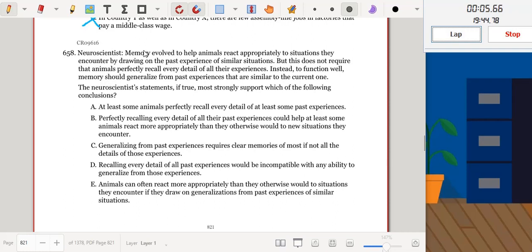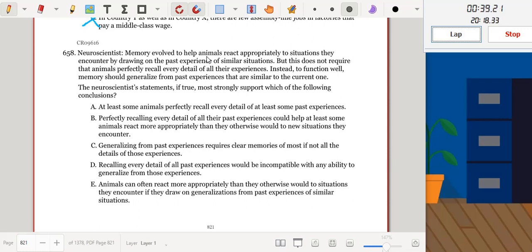$658. Neuroscientists: Memory evolved to help animals react appropriately to situations they encounter by drawing on past experience of similar situations. But this does not require that animals perfectly recall every detail of all their experiences. Instead, to function well, memories should generalize from past experiences that are similar to the current one. The statements above, if true, most strongly support which of the following conclusions?